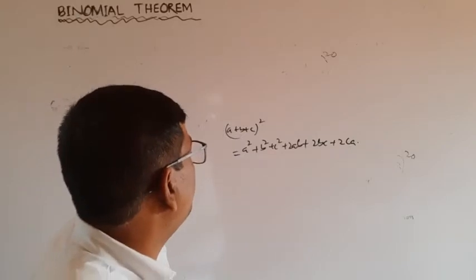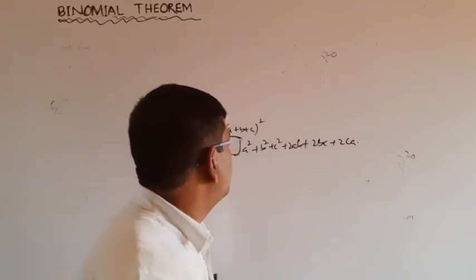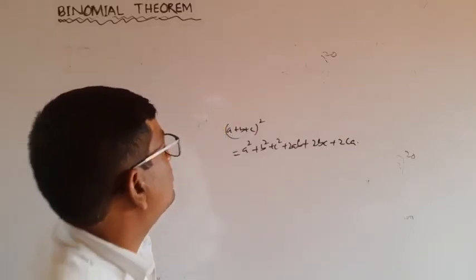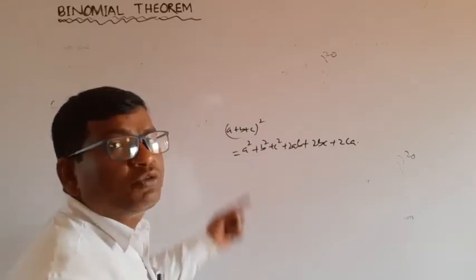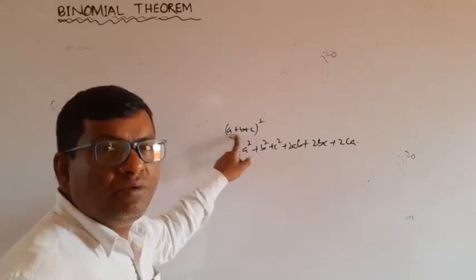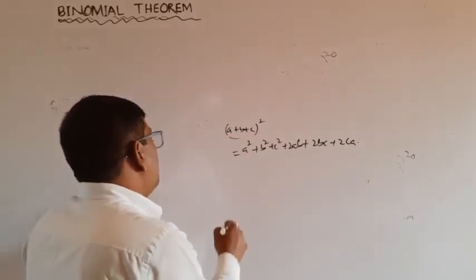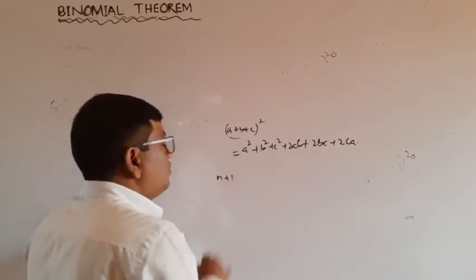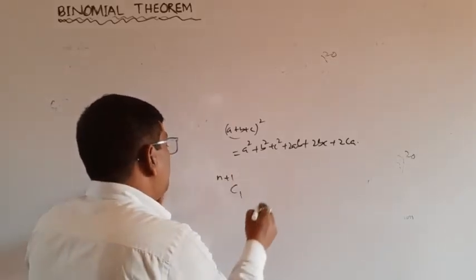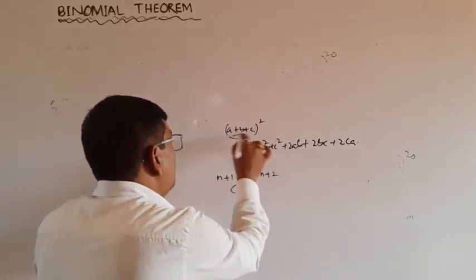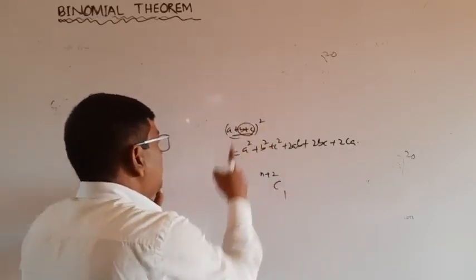This is the number of terms: 1, 2, 3, 4, 5, 6 terms. Observe the formula: n plus 1 c1. For a binomial the number of terms is n plus 1, which is n plus 1 c1. For a trinomial, there are n plus 2 c2 terms.